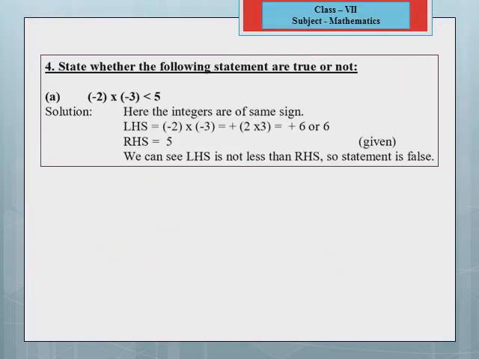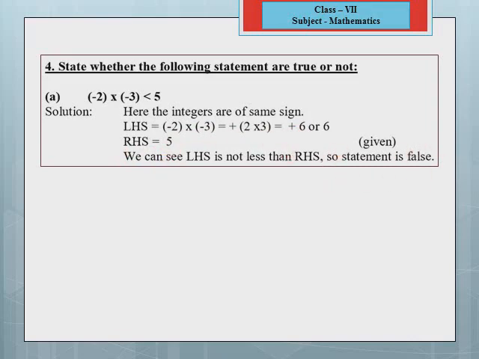State whether the following statements are true or not. Minus 2 into minus 3 is less than 5. Now this statement has two parts, left hand side and right hand side. Here the integers are of the same sign in the left hand side. So minus 2 into minus 3 will give you plus 6. Right hand side is 5, but 6 is not less than 5. Therefore the statement is false.